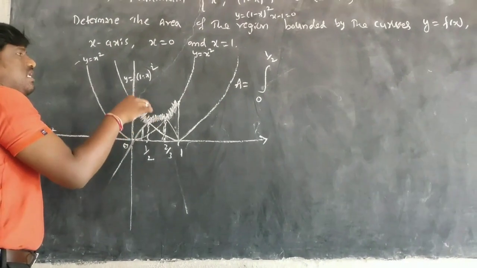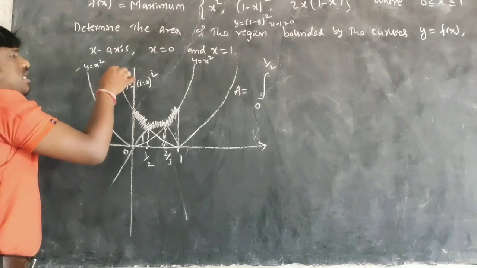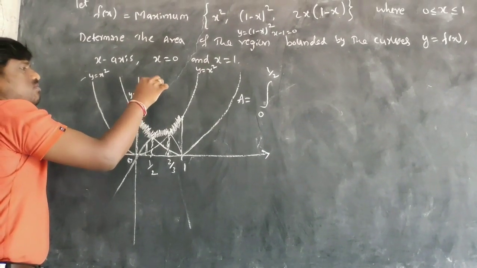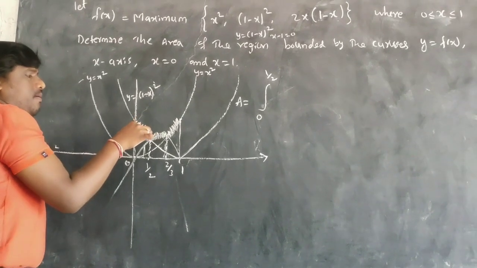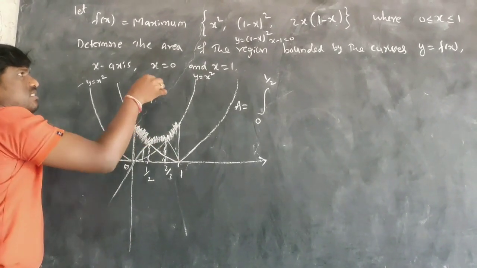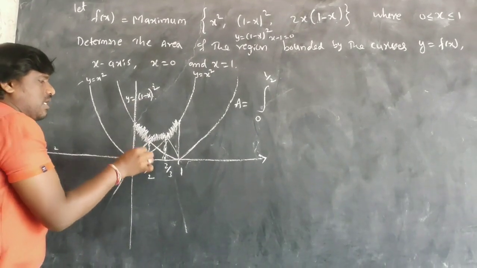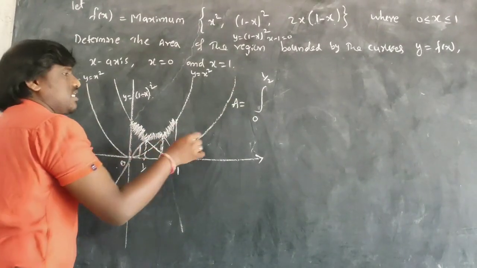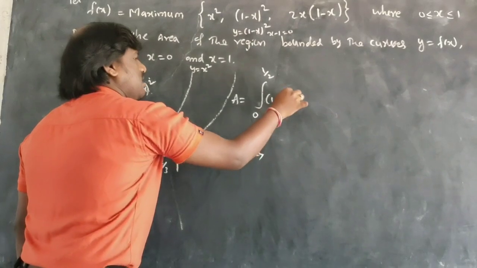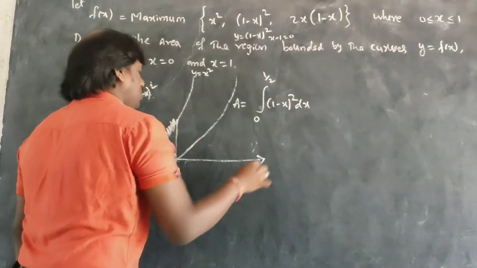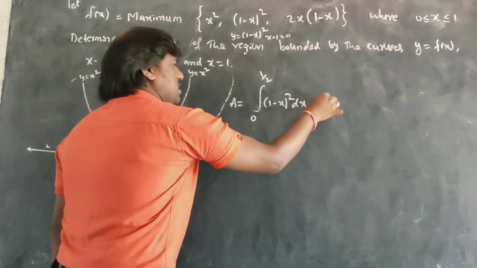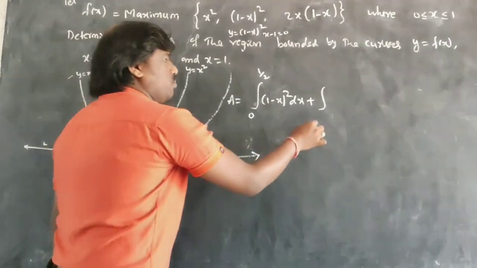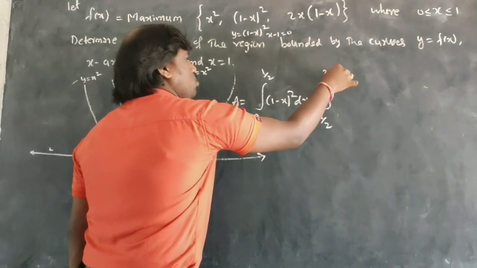This part is whose area? (1 minus x) whole square. This is the upper max. So from 0 to 1 by 2, the max is (1 minus x) whole square dx. And next plus integration from half to 2 by 3, integration 1 by 2 to 2 by 3.